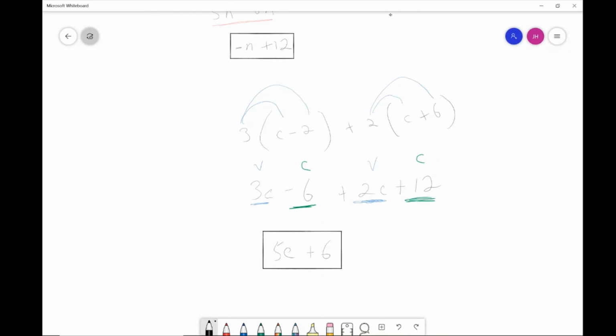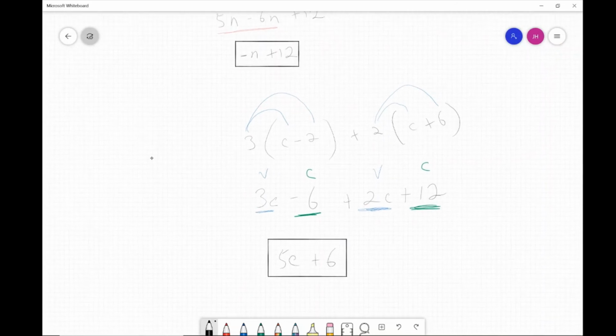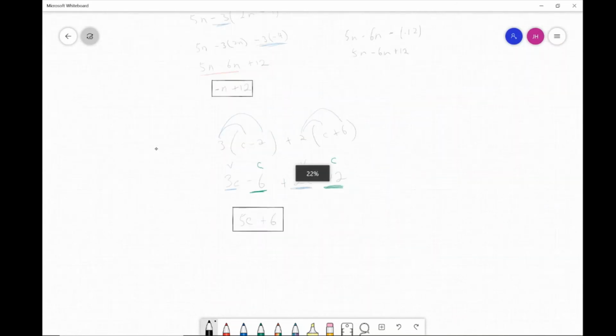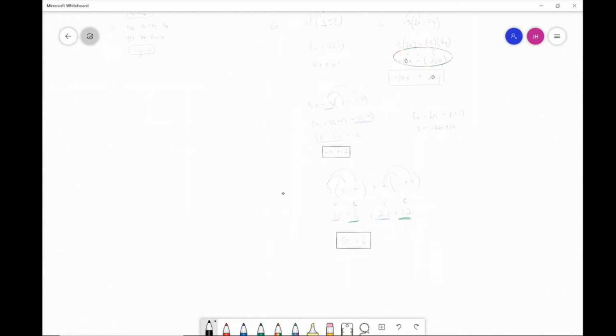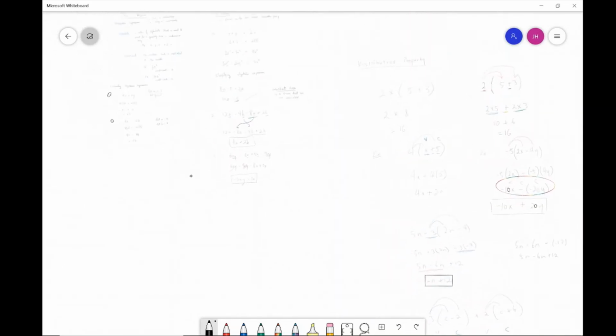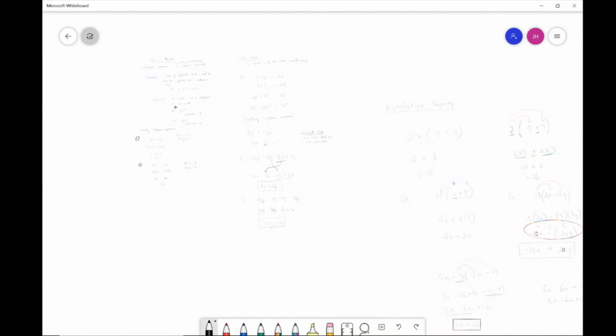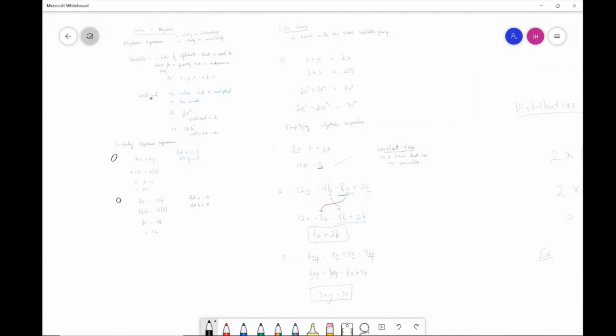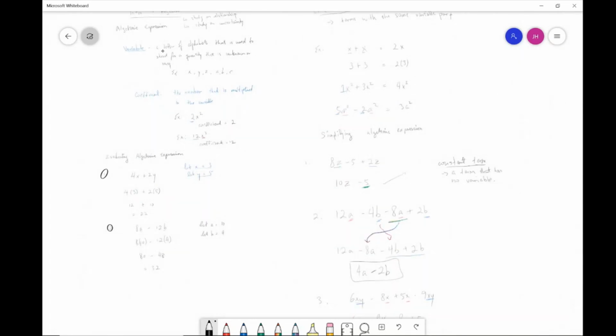Okay, so that's everything we'll work on this week. Again, just a recap. Please familiarize yourself with the terms like variable, coefficient, as well as constant terms. Again, constant terms right here. I put the definitions here.